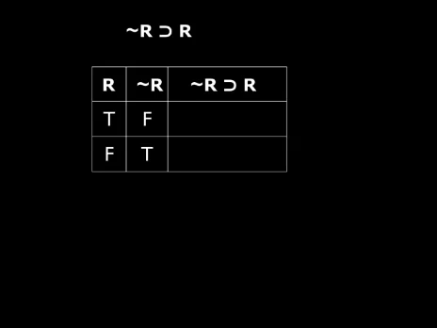Now we're going to do the conditional. Now remember the thing I just mentioned to you. Conditional is only false with one specific pattern. So I'm going to look for the rows where we have a true antecedent, false consequent. Here's the antecedent. Antecedent is not R, and that's here. So where do we have a true antecedent, true in this column, false consequent, false in that column? Only there. So I'm going to put a false here, because that's the only place we have that pattern, and everything else is true. And boom, that's the truth table for that statement.